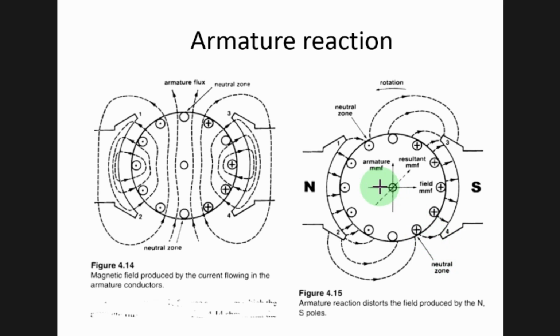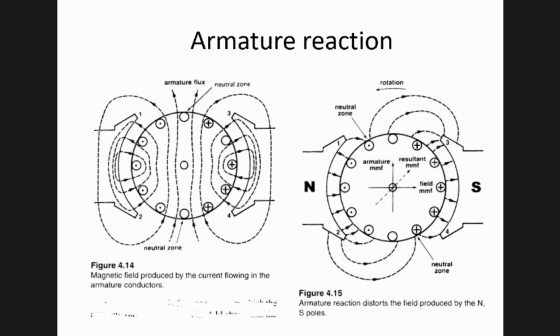Actually this is corrected in practical generators by using interpoles. I hope you remember in my first lecture I was talking about these interpoles. They are balancing or neutralizing the armature reaction, so that way you can bring the neutral zone back to this place. If you are interested, you can study the armature reaction further.